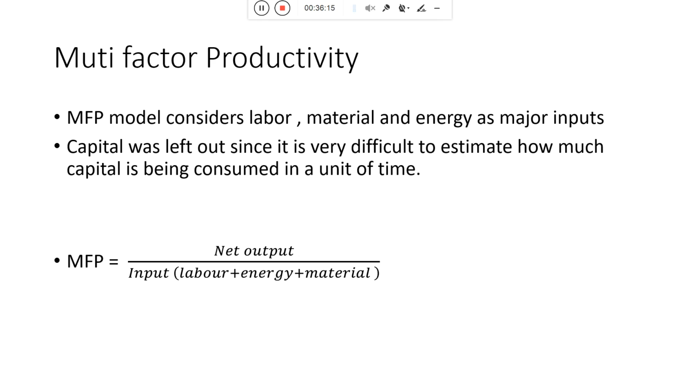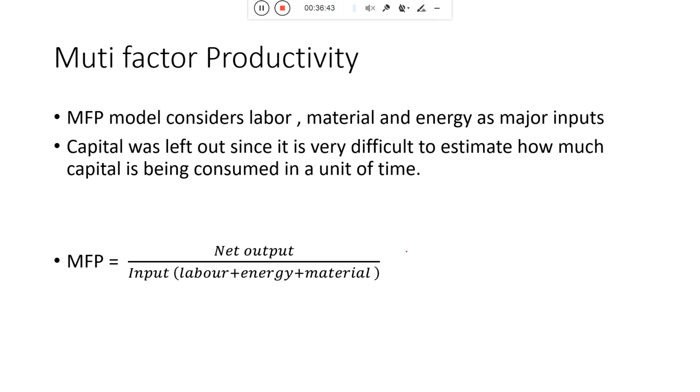So that's why one more formula comes for measurement of productivity, which is the ratio of the net output and the input of labor, energy, and material. So that you can calculate. For that, what you need to do, no, that is the multi-factor productivity, I'm sorry. So for that, what is the net output that you need to consider?